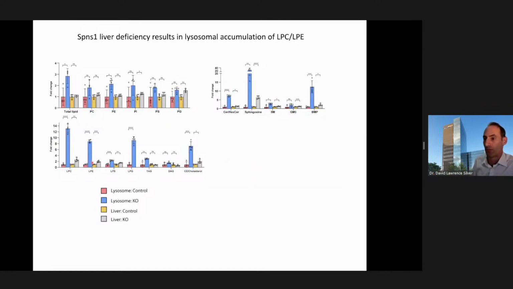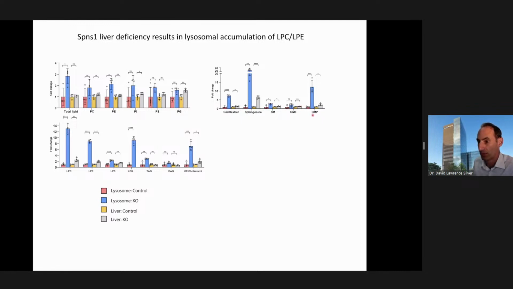So then running high resolution mass spectrometry on isolated lysosomes from knockdowns versus controls from these animals, versus total lysates, you can see across the board that many of these lipids are significantly elevated in lysosomes. And in some cases, this can even be seen in total liver lysate. And that includes ceramides, hexosylceramides, sphingosines, sphingomyelin, gangliosides, and this very important and specific marker for the lysosome, BMP.